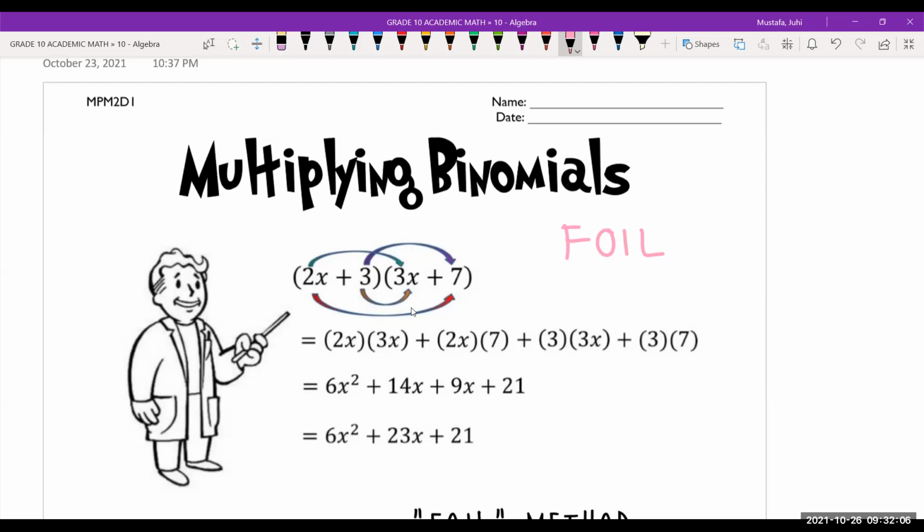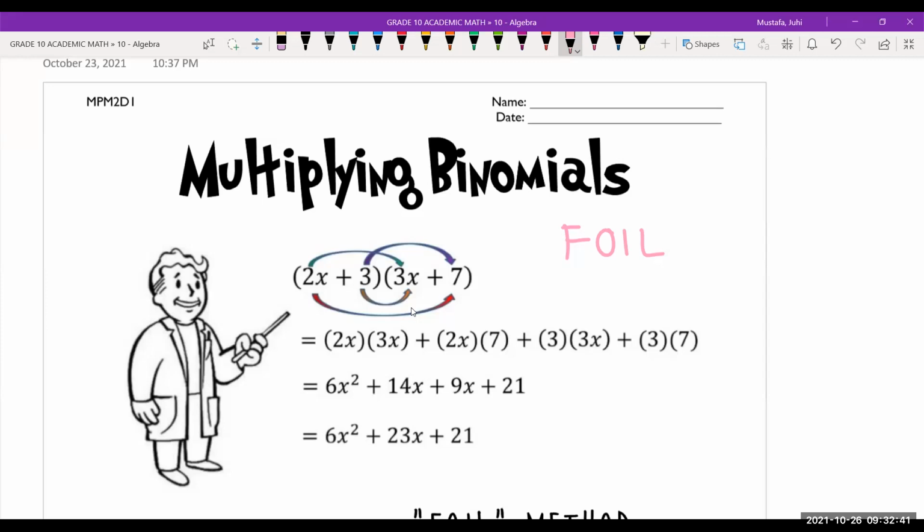That's the first term. The O in FOIL stands for outer. And outer is basically this term and this term. So our second step is you're going to multiply 2x times 7, which I wrote down here. That's going to give you 14x. The I in FOIL stands for inner, and the inner numbers are these ones here. So you're going to multiply 3 times 3x, which we wrote down here, and that gives you 9x. And then the L in FOIL stands for last. So you're going to multiply the last two terms. So 3 times 7, which you wrote down here, which gives you a 21.